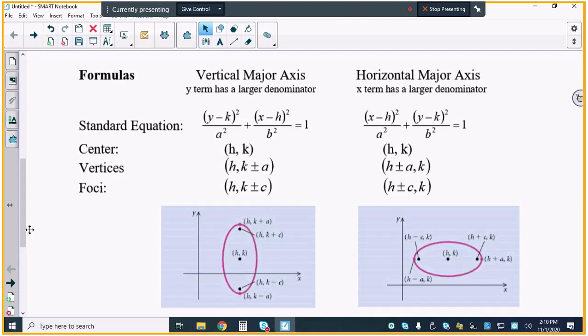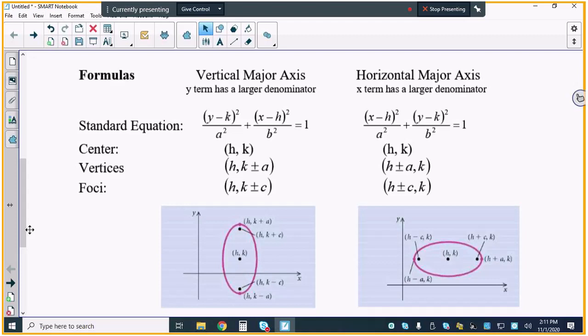The center for this ellipse is (h, k). The vertices are (h, k plus or minus a), and the foci are (h, k plus or minus c). So for an ellipse with a vertical major axis, you change only the y coordinate.